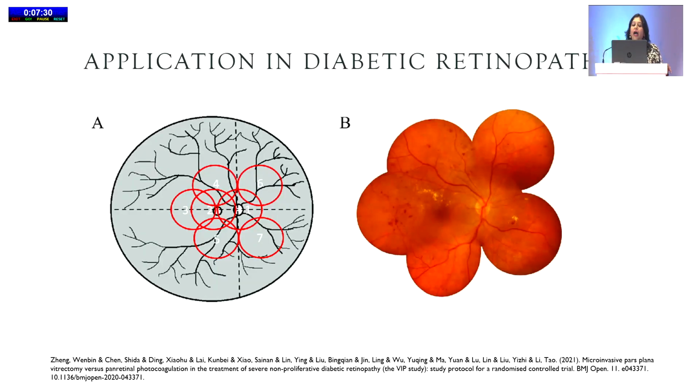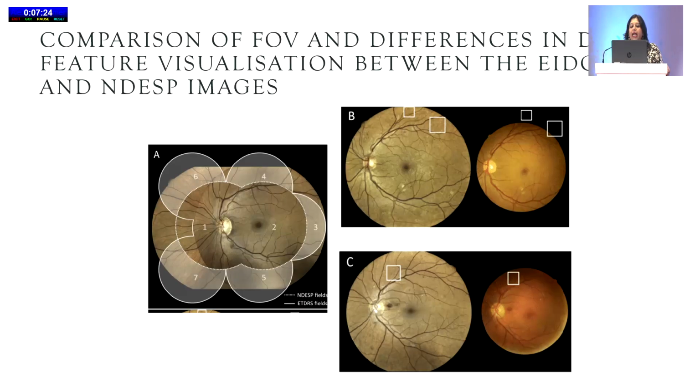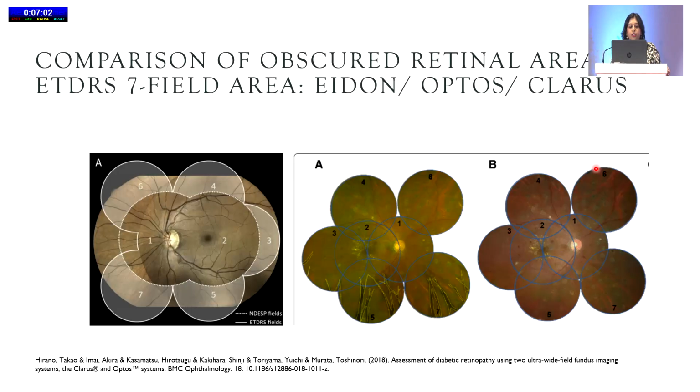This came into discussion when we started doing ETDRS grading for diabetic retinopathy. Here in this image, you can see how the Add-on would compare on an ETDRS chart. It covers most of the fields, leaving out just a little bit superior and inferior, with just a two-shot image. There are lots of areas which are left out in other fundus cameras, which the Add-on is able to capture with just two shots.